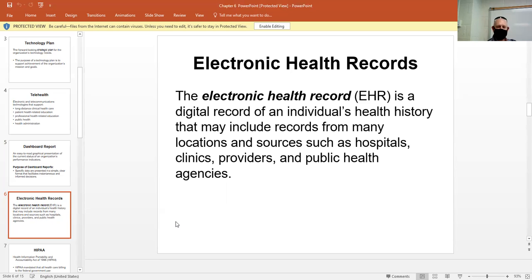Anyway, you would have to use some of what we were talking about, where you paint the picture in a positive manner. You know, say, look, buy into this, give it a chance, it's going to work out. So what's in these electronic health records? It's a digital record of an individual's health history. It's going to include records from many locations and sources, such as hospitals, clinics, providers, and public health agencies. So it is basically all inclusive.